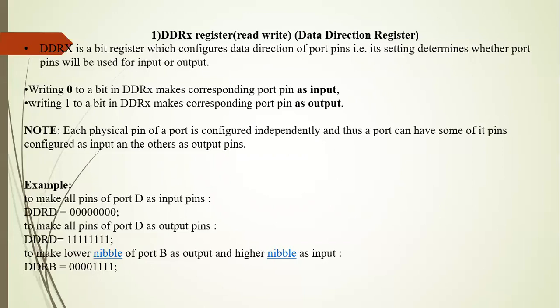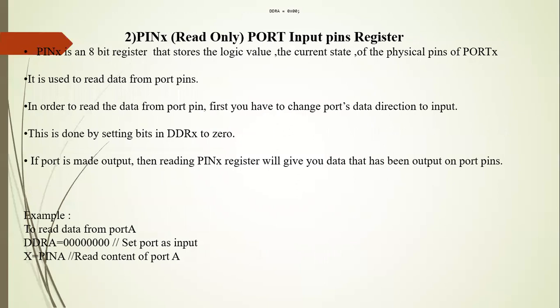Now this register only makes sure that the pins are configured as input or output. It does not output or take in the input. For that we have different registers. So now comes the next register, that is PINX, the port input pins register. This register stores the logic value, the current state, of the physical pins of port X. It is used to read the data from the port pins. Now, what does that mean?